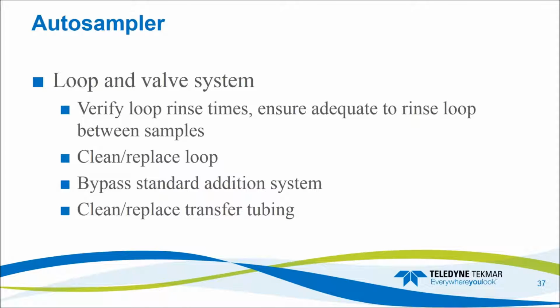In a loop and valve system, again, verify your loop rinse times, making sure that you're adequately rinsing the loop between samples, and then you're adequately draining that loop between samples. So again, if you're not giving enough time to transfer all of that volume out of the loop and you're leaving a little bit behind, and then it's getting diluted into your rinse, and then it's carrying over to your next blank, it can give you some carryover. So clean or replace your loop. If you're still having issues, again, bypass your standard addition system. And then if you're still seeing issues, clean or replace the transfer tubing that takes the sample from the autosampler to the concentrator.